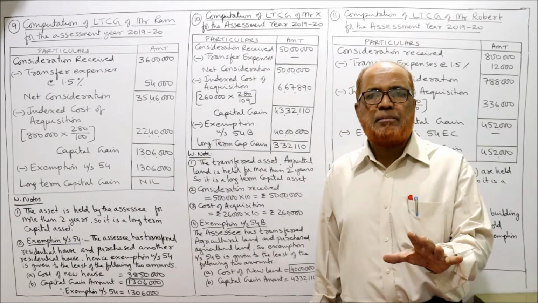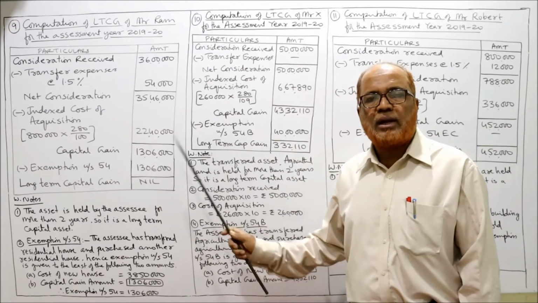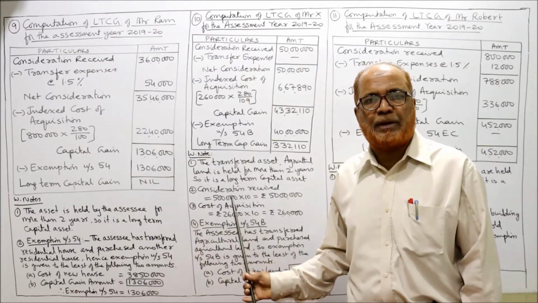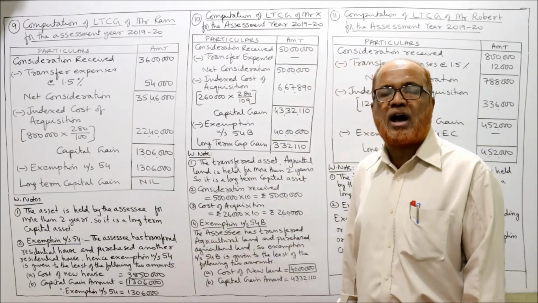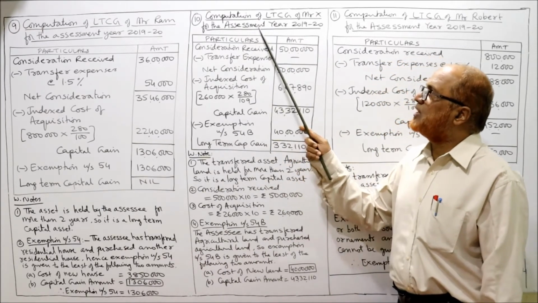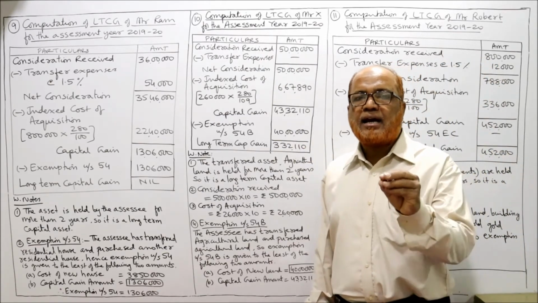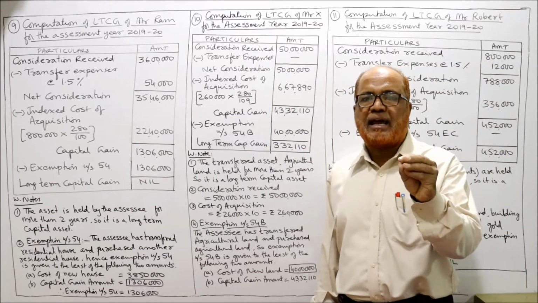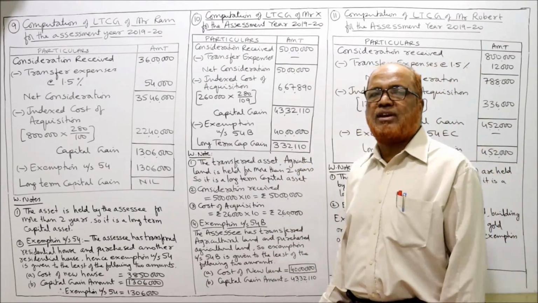The procedure is exactly the same. How we have given exemption here, same way. The only thing is here 54, here 54B. 54 is for residential house, 54B is for agricultural land. See, computation of LTCG of Mr. X for the assessment year. Consideration received 50 lakh. 10 acres he has sold, per acre 5 lakh, 5 lakh into 10, 50 lakh. Transfer expenses: there are no selling expenses given in the problem.